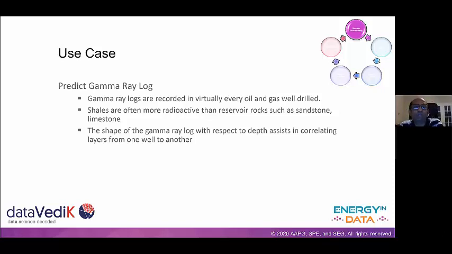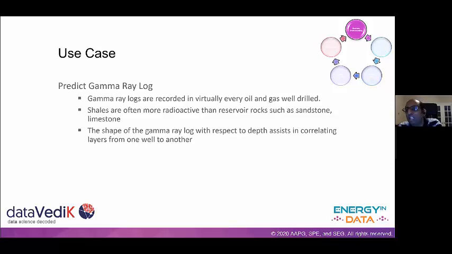So here is an example of the use case. And like I said, this will be in the second part of this session, which is on November 19th, right? This is the use case we will take, where we are going to predict a gamma ray log based on the gamma ray logs of the surrounding wells. Okay? Essentially, we are synthesizing a gamma ray log based on the existing data.